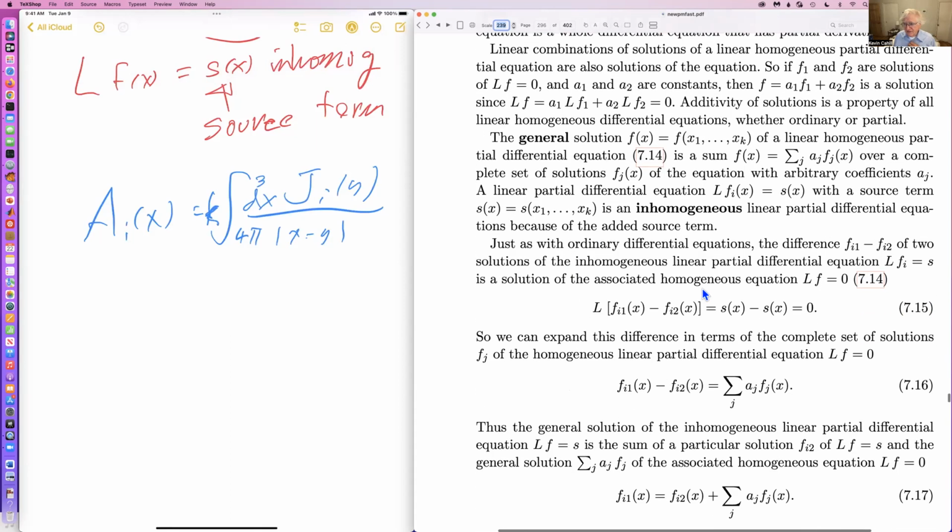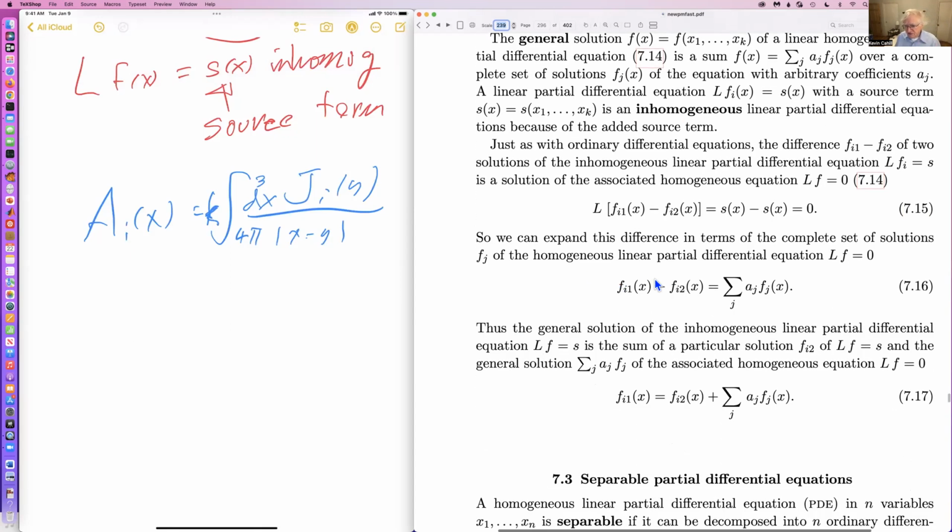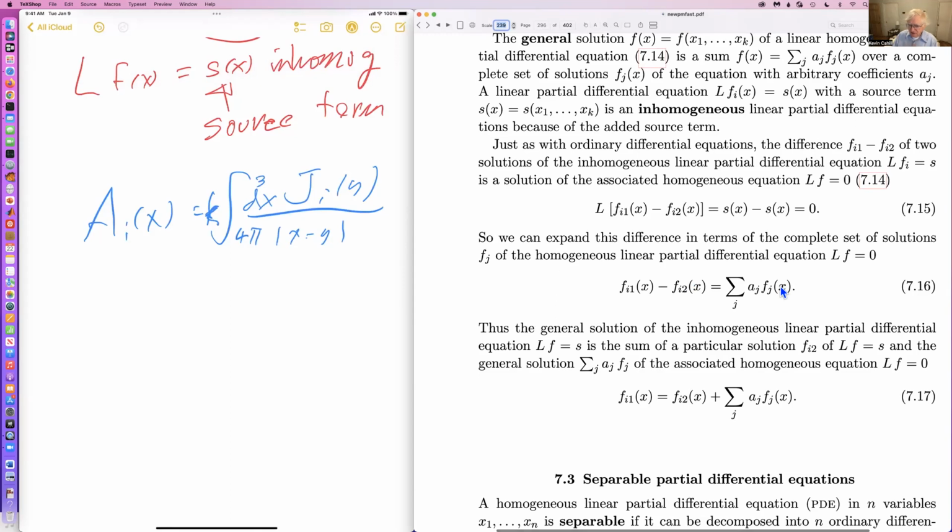And on the other hand, if you have a source term, once again what you do is you subtract two solutions of the inhomogeneous equation. The differential operator, which now is elaborate, still maps each of them to S. So the difference is mapped to zero. And consequently, the difference of any two functions is a linear combination of a complete set of solutions to the homogeneous equation. And so this is the bottom line then.